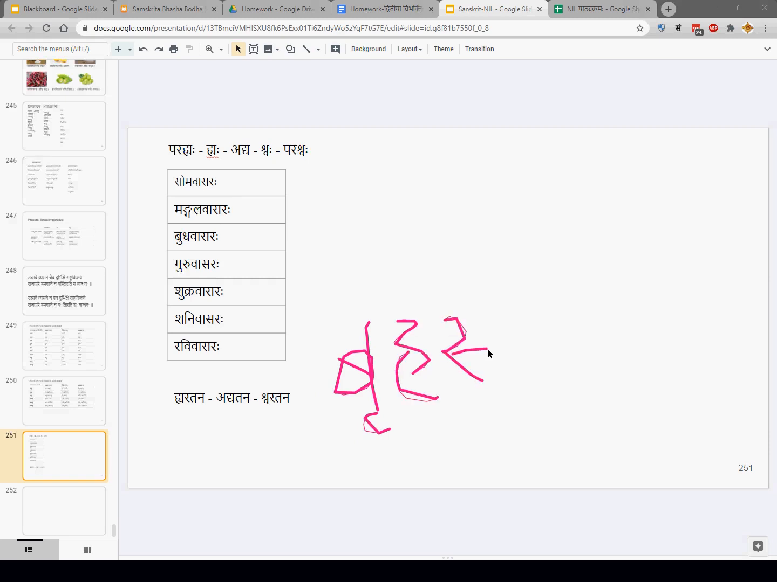Bruhaspati. I'm writing on my e-ink screen, so it may not be too smooth. Okay, Bruhaspati. So this might be called Bruhaspati Vasaraha. Then there is Shukra Vasaraha. Shukra refers to the planet Venus. So this is named after Venus, Shukra Vasaraha. There is another name for this day called Bhrugu Vasaraha. How do you read Bhrugu?